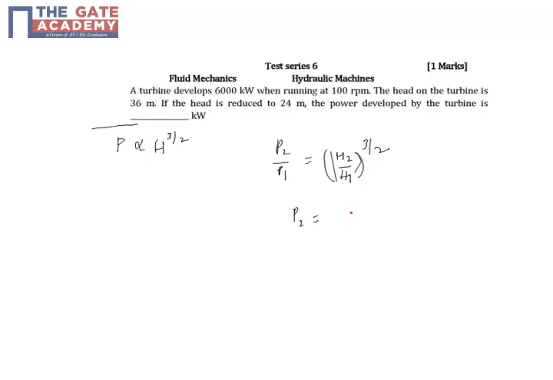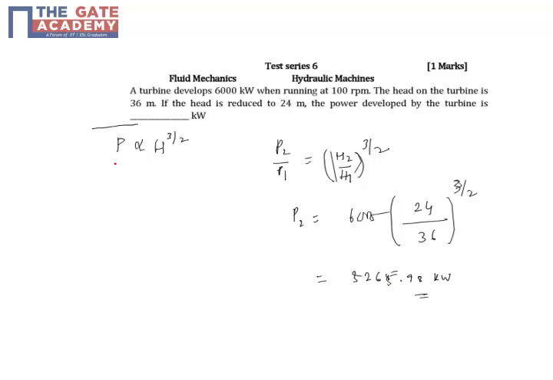P1 we know is 6000 at a head of about 36. H2 is 24, the head is reduced, and the initial head was 36, so the ratio is 24 by 36 to the power of 3 by 2. This value we get close to 3265.98 kilowatts.